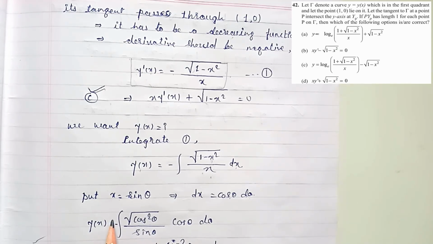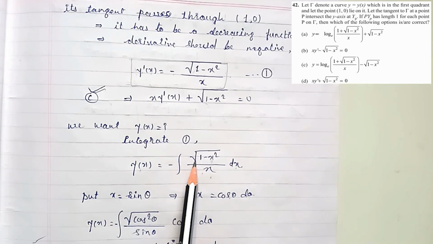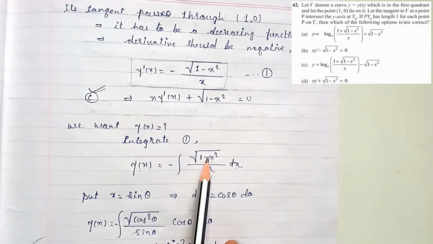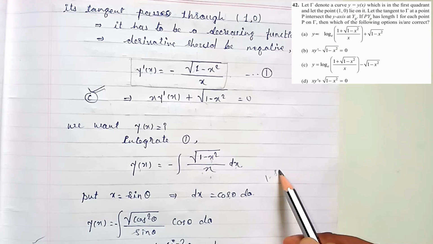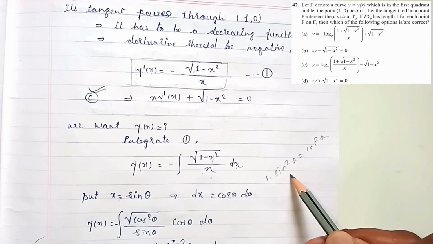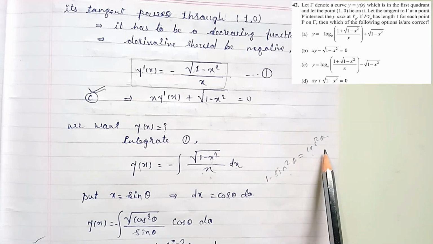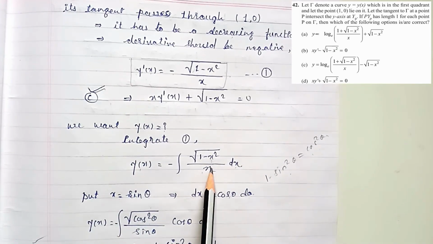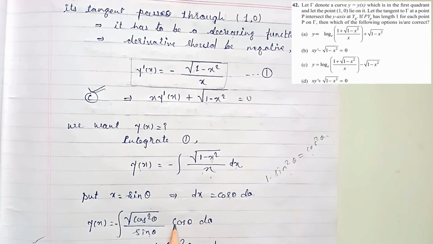We have here y of x, and the square root of 1 minus x squared, that means 1 minus sine squared theta. What is the value of 1 minus sine squared theta? It is cos squared theta. So I substitute this value here: 1 minus sine squared theta is, under the square root, cos squared theta, x as sine theta here, and dx is equal to cos theta d theta.